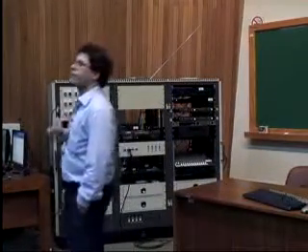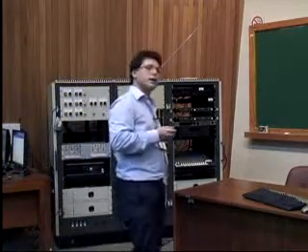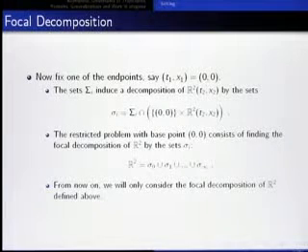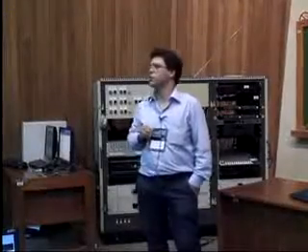Now, we can fix one of the endpoints. Let's say we fix (t1, x1) equal to (0, 0). Then this partition, the sets sigma i, induces a focal decomposition of R2, just by considering only the solutions to the boundary value problem which start at (0, 0) and end at the point (t, x) in R2. This focal decomposition we call the restricted focal decomposition with base point (0, 0). And from now on, when I refer to focal decomposition, I'll be thinking about the focal decomposition of R2.